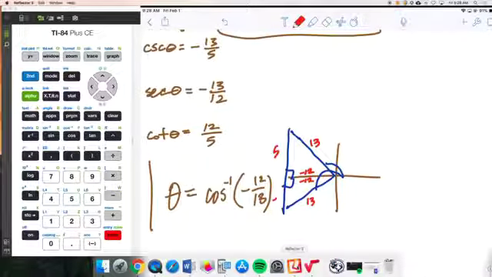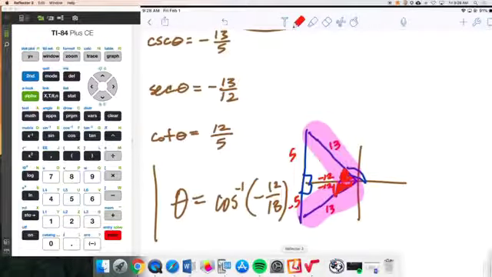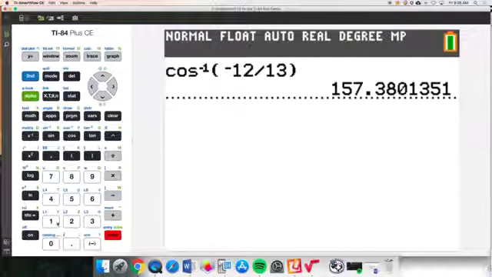This one was positive 5. This one is negative 5. But notice they are still congruent, which means they have the same reference angle. So how could I use my calculator's answer? Well, the calculator gave me this quadrant 2 answer. To find the reference angle, I'll do 180 minus that answer, right? So 180 minus that calculator's answer.